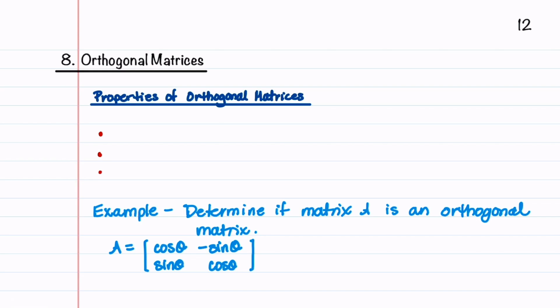The 9th topic that we're going to go over is orthogonal diagonalization. Before we go over that topic, we need to learn a little bit about orthogonal matrices. We're going to assume that we're given A and it's an orthogonal matrix.